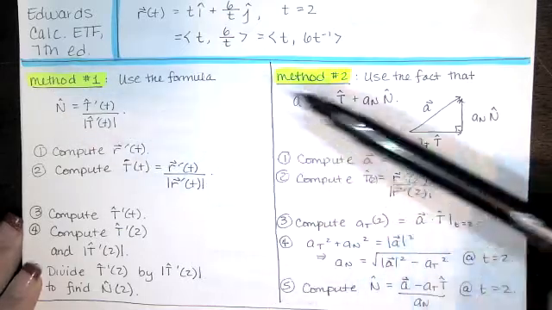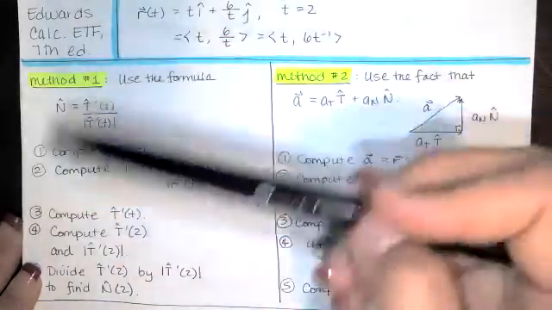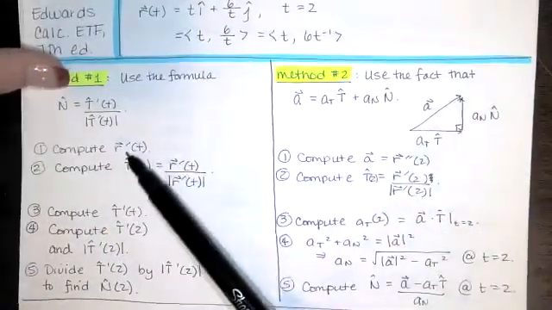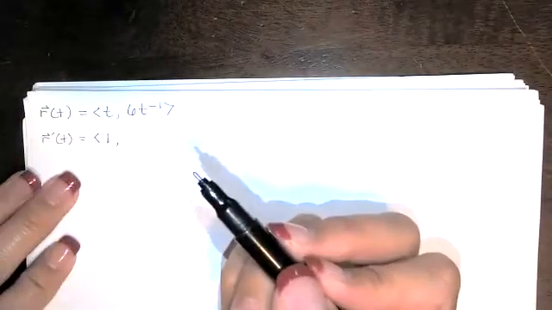So that's the plan. I highly recommend using the other method, but if you prefer this method, this is what we'll be covering in this video. So let's start by computing r prime of t and then using that to find the unit tangent. So here's r of t. To find a tangent vector, we compute r prime of t.